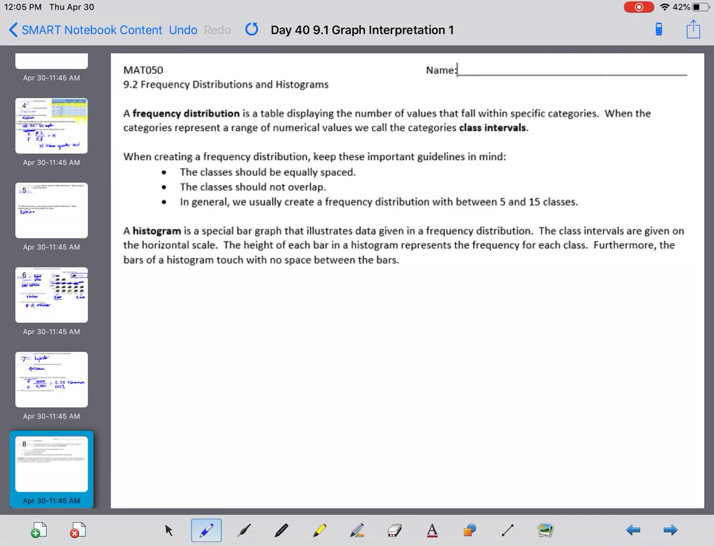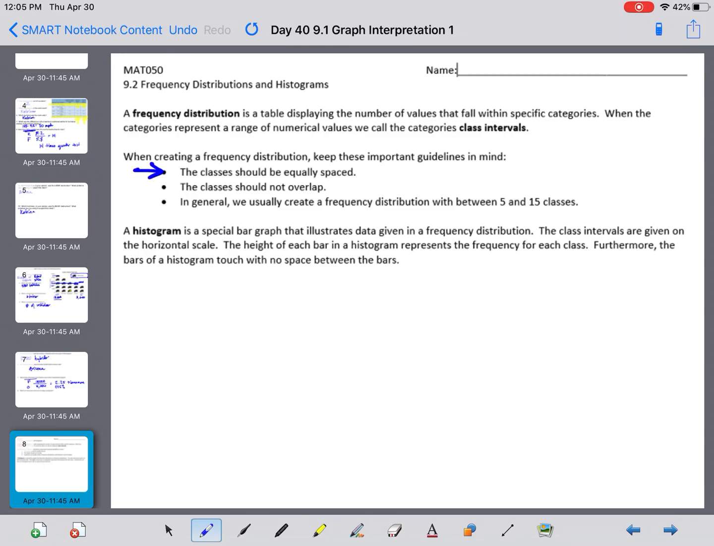All right, let's take a look at 9.2. So this is going to be frequency distributions and histograms. A frequency distribution, I'm just going to go ahead and read this here, is a table displaying the number of values that fall within specific categories. When the categories represent a range of numerical values, we call those categories the class interval. So that's just going to tell us how we're going to split up our data and get it organized.